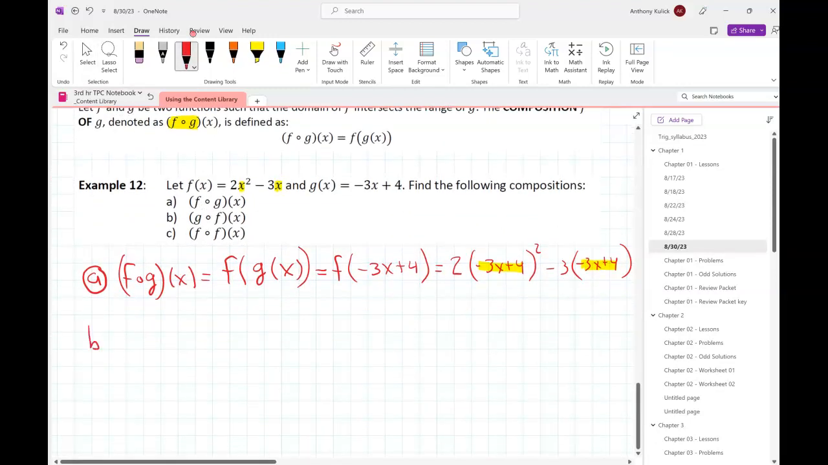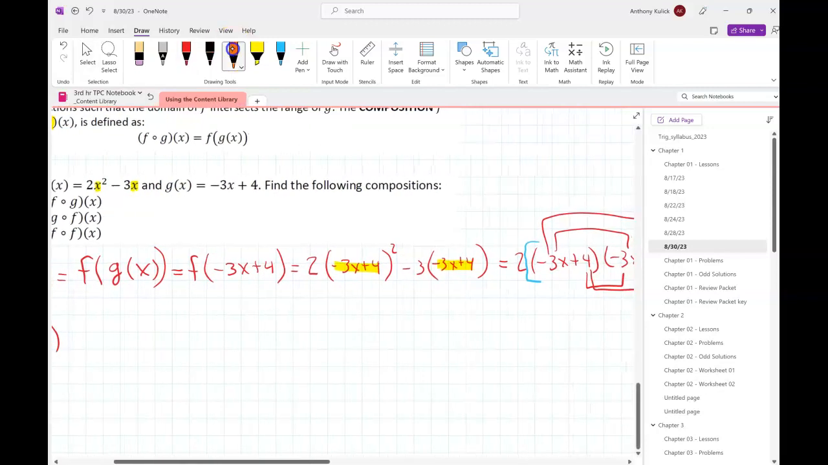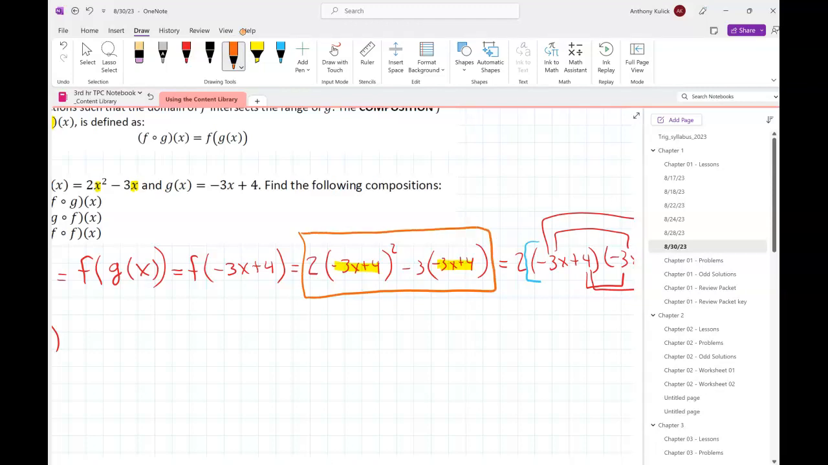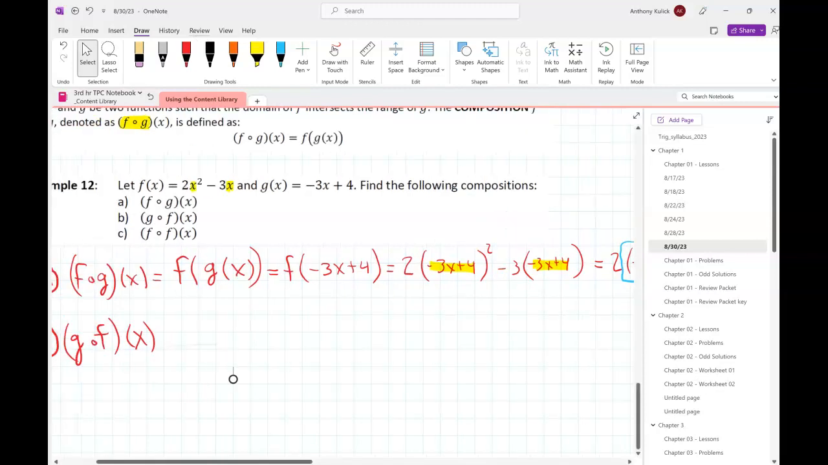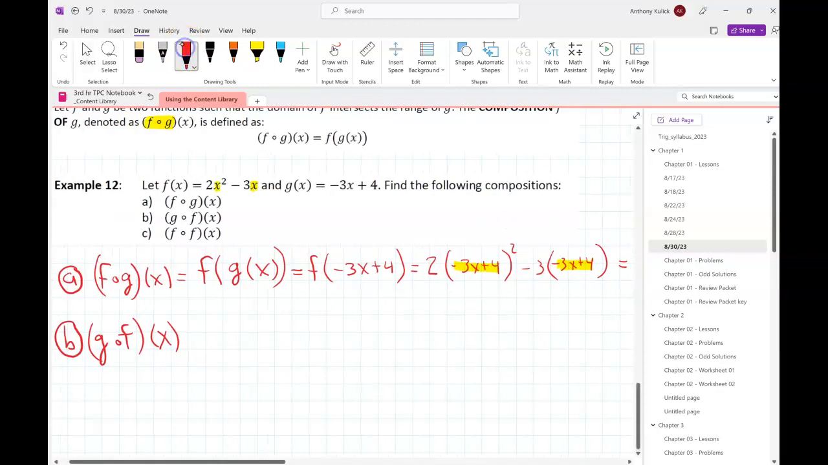Oh my gosh, Mr. Kulik, are they all this long? Well, if we look at this, the composition ended here, right? The hard part was just all the simplifying afterwards. So a lot of it's just going to depend on the expression that we have and how difficult it is to simplify. Sometimes it might be really easy to simplify. They might not all be that bad.